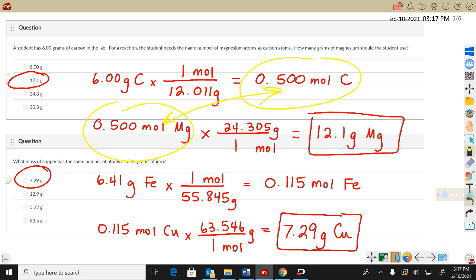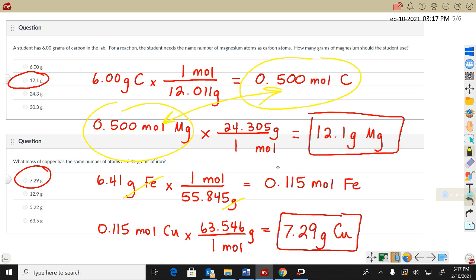Which you could do again with the second question. What mass of copper has the same number of atoms as 6.41 grams of iron? Just get these guys into the same number of moles. Start with the iron. If I have 6.41 grams, I can cancel grams, put it into moles. The mass comes right off my periodic table. When the number is on the bottom, I divide. 0.115 moles of iron.